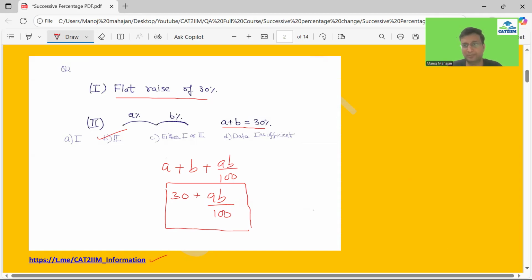Now let me look at the concept over here and let's see what values you're going to pick for A and B.